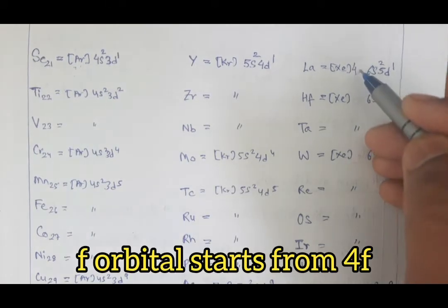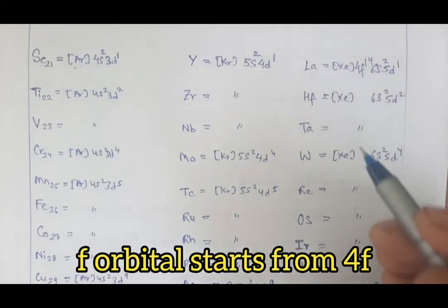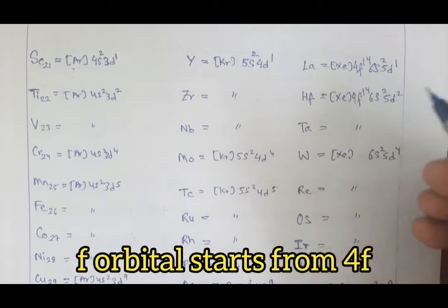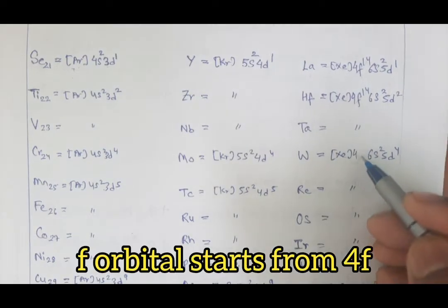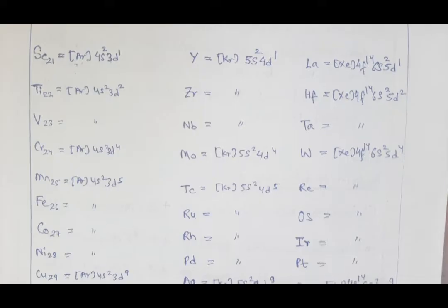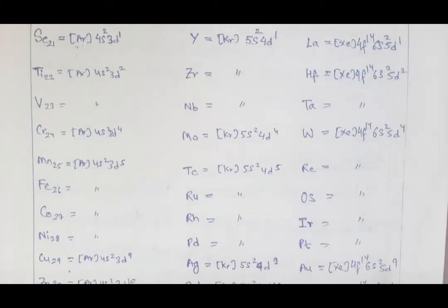So therefore you will write 4f14 here, because the capacity of the f orbital is 14. Here also 4f14 will come, and here also 4f14 will come. And this is how the configuration completes.